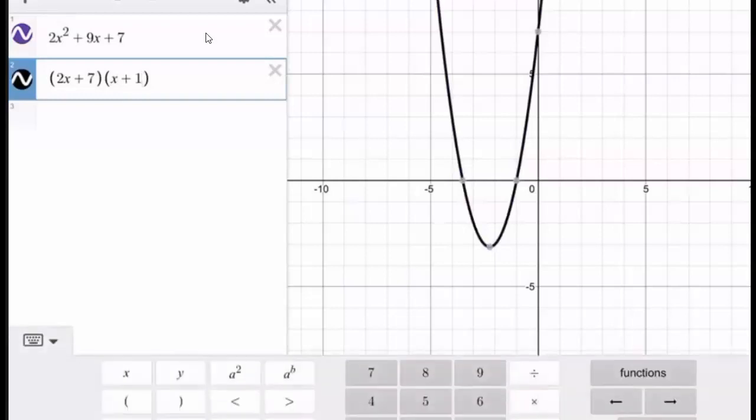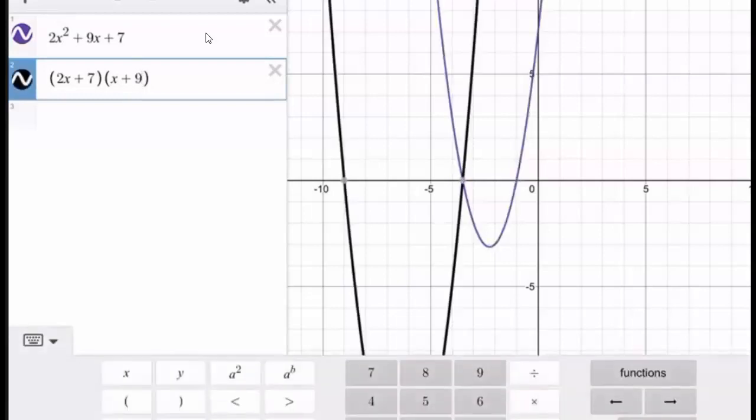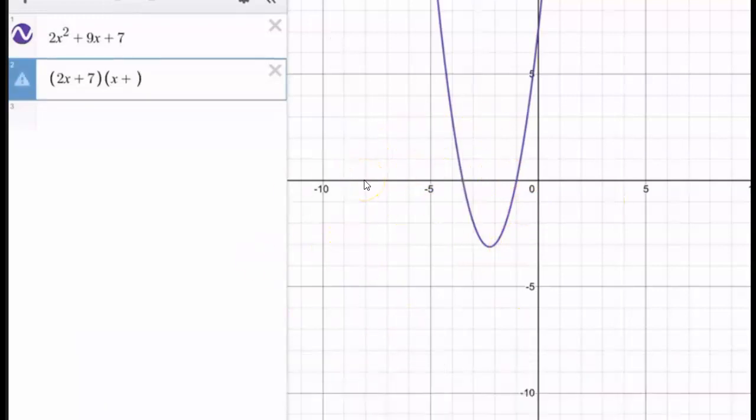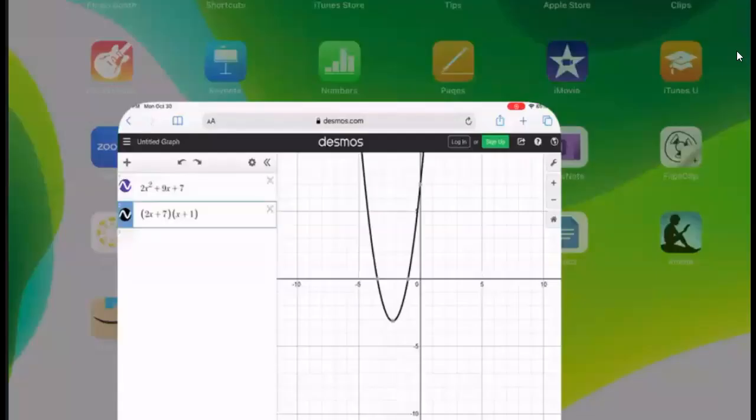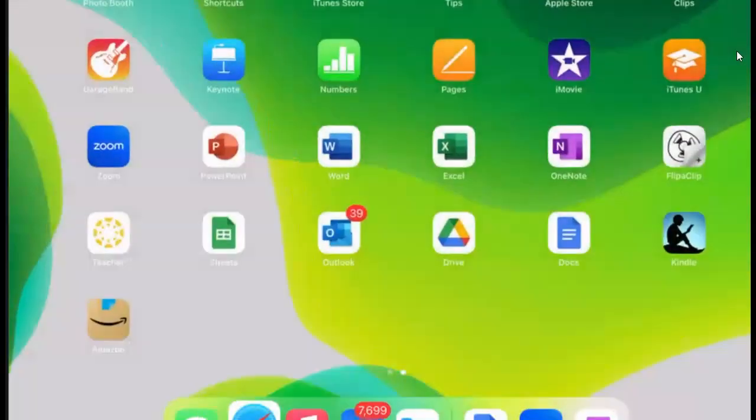You would know you did it incorrectly, so let's say we got plus 9, if they don't match. If they do match, like here, then you know you did it correctly. So you can check it either by double distributing or just by graphing both of them and making sure they overlap.